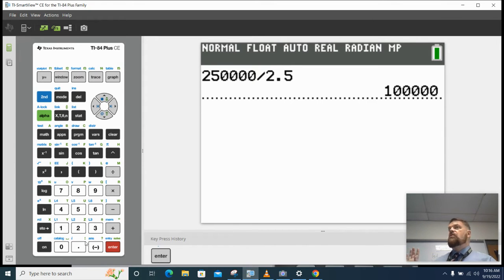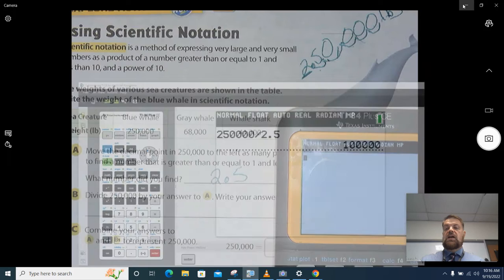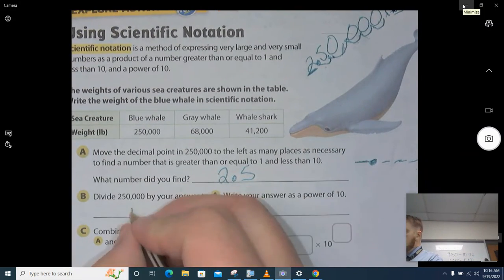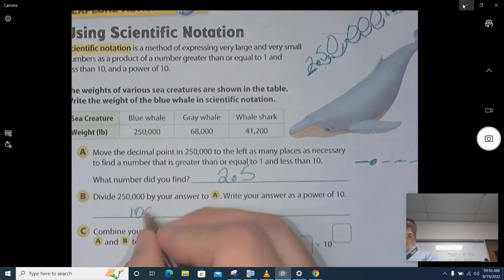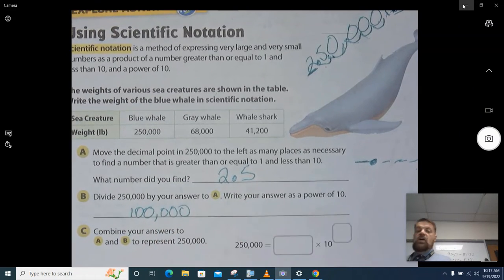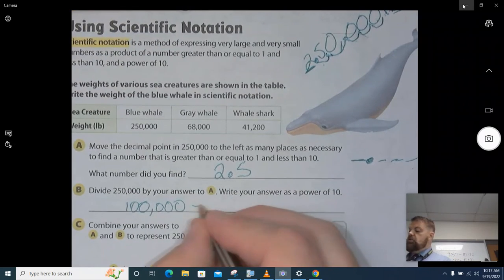Raise your hand if you have a question or you need help getting this on your calculator. Okay. So on our screen, on our paper here, it's 100,000. So we're going to put 100,000. Now, what is that with regards to the power of 10?